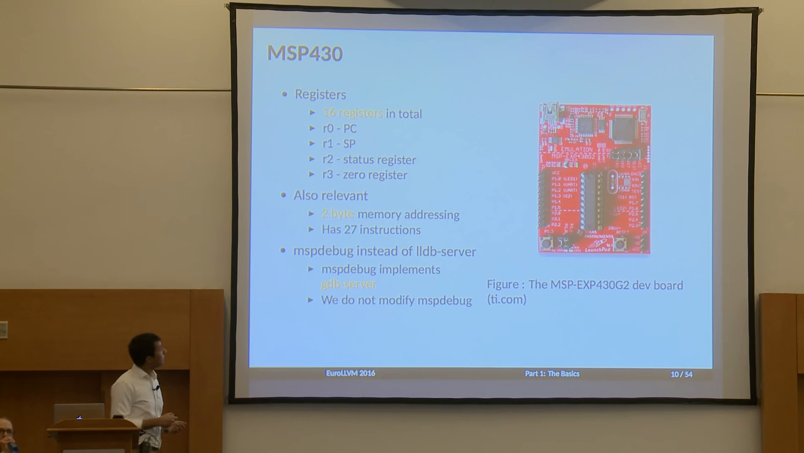There are 16 registers in total. There are four special ones, which are R0, R1, R2, R3. As you can see here, R0 is PC, R1 is SP, R2 is the state register, and R3 is a constant zero register. Also quite relevant is that it uses 2-byte memory addressing. And so we use MSP debug instead of LLDB server.